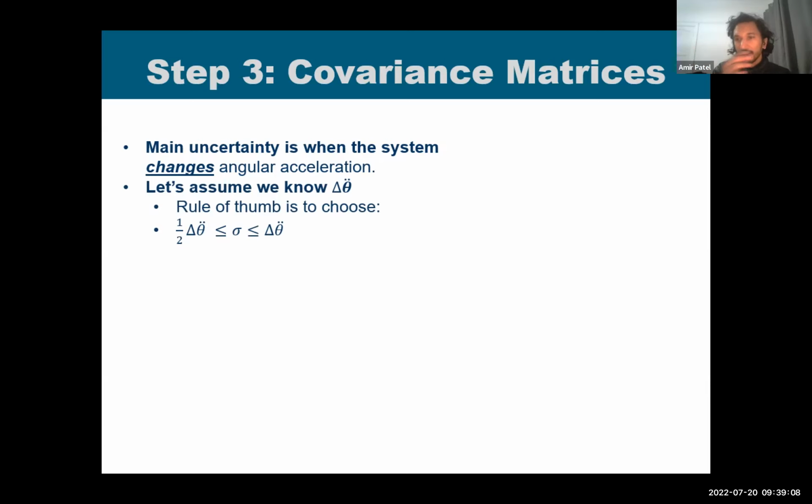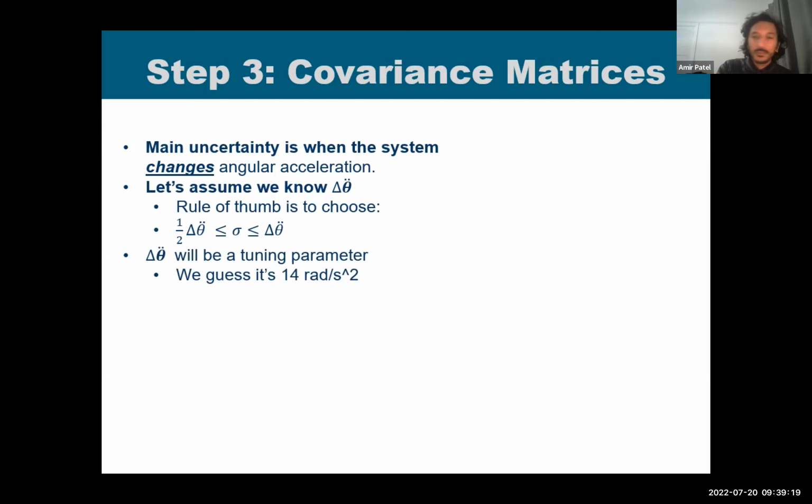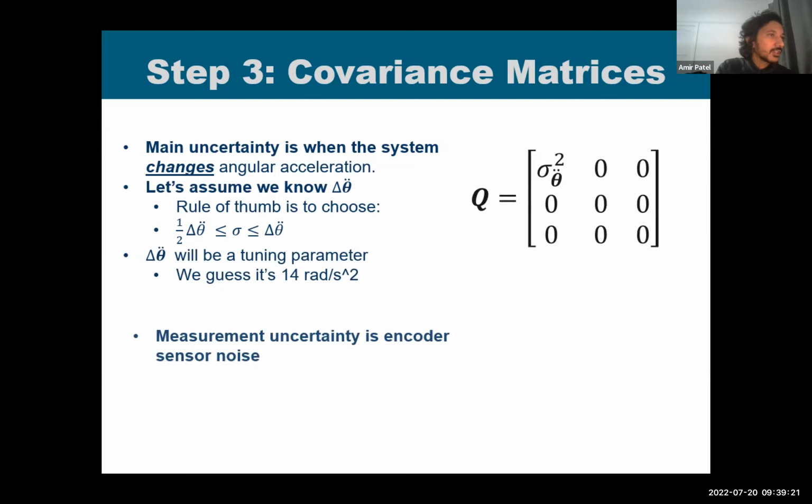That, if you've done a first year class in physics, is sometimes referred to as the jerk of the system. But that can be our tuning parameter. And for now, let's just set it to be 14 radians per second squared. So that's what our covariance of the model looks like. And the measurement's pretty easy, as long as we put it back into SI units. So we need our 5 degrees converted to radians per second.